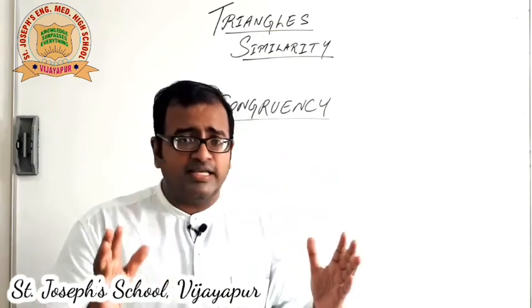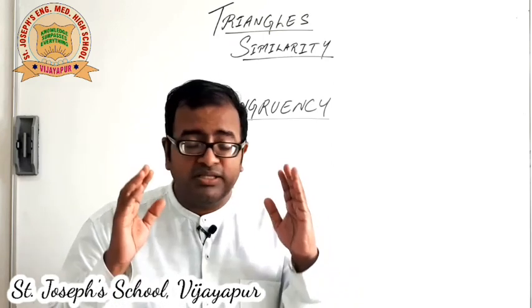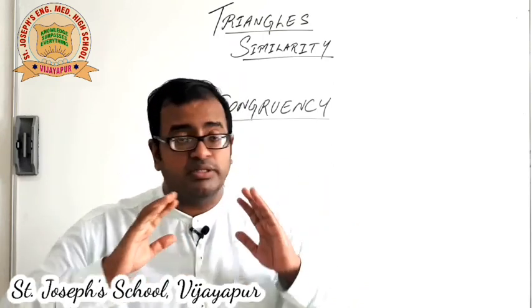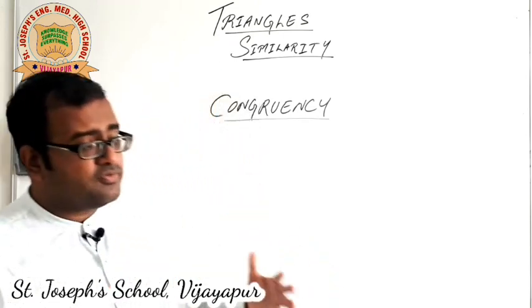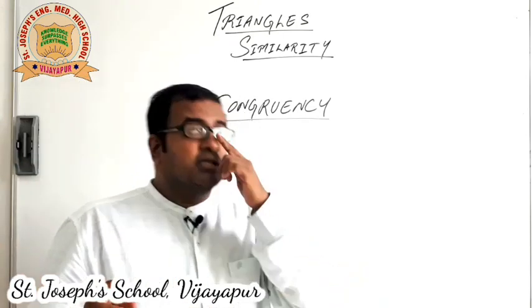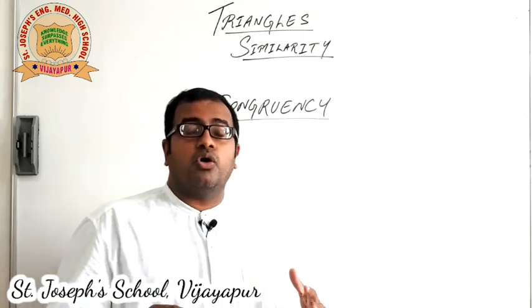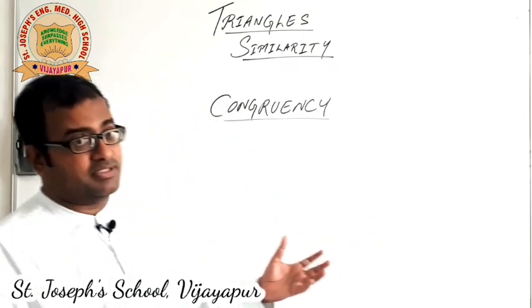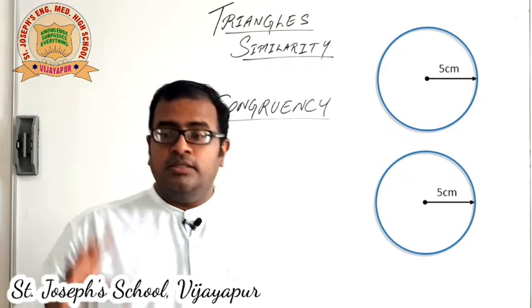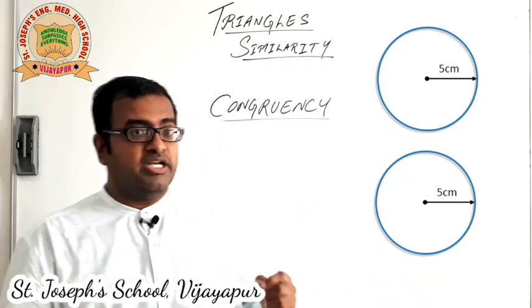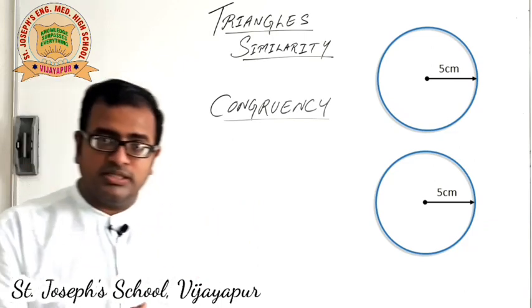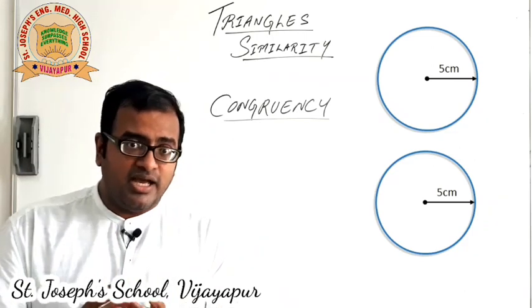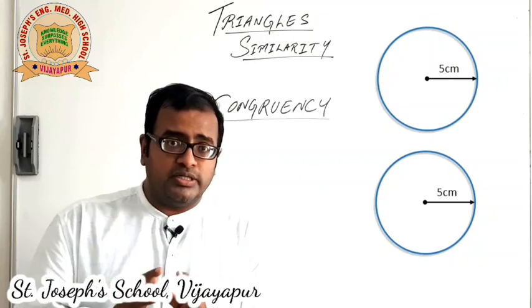The size should be the same and the angles should be the same. That's called congruency. We have dealt with congruency in previous classes. When we talk about congruency of circles, what do you see there? Two circles of the same radii. Let me take some examples here. If two circles have the same radii, that means they are congruent.